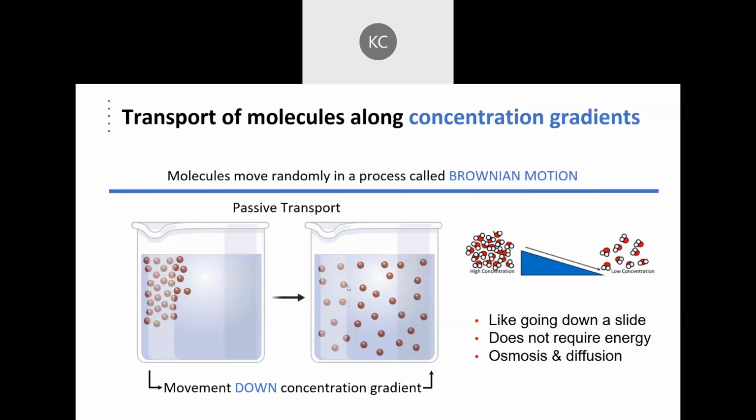Okay, and we're going to call this process passive transport. When you see the term passive from now on, think that this does not require energy. There's no ATP requirement in order for this to happen. You just move down the concentration gradient.